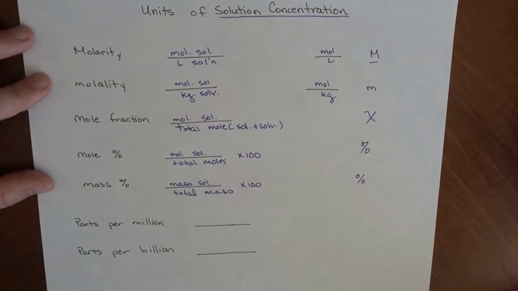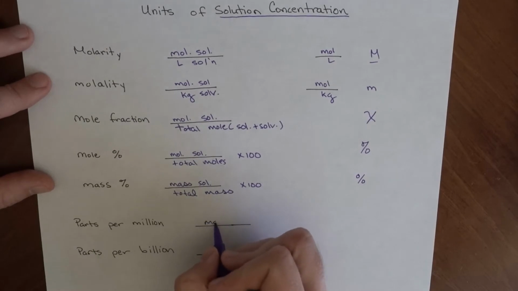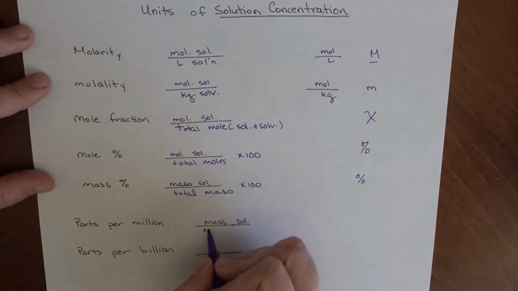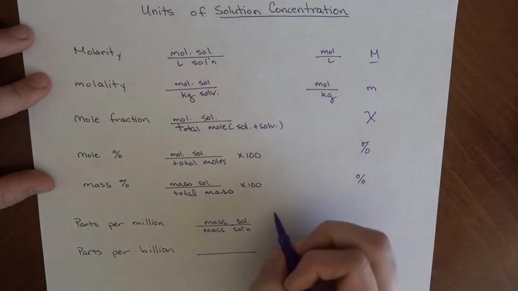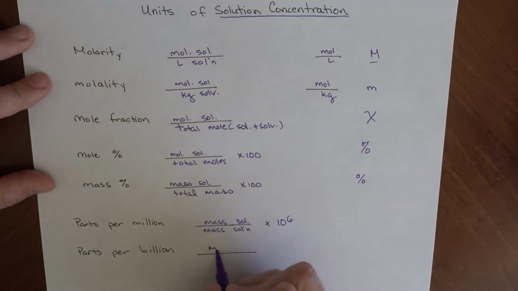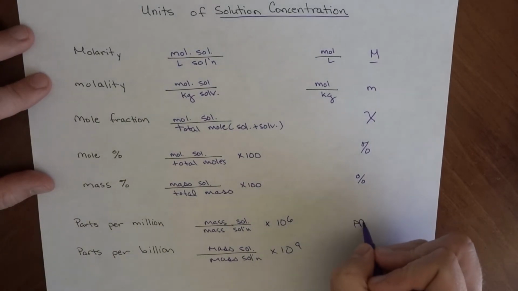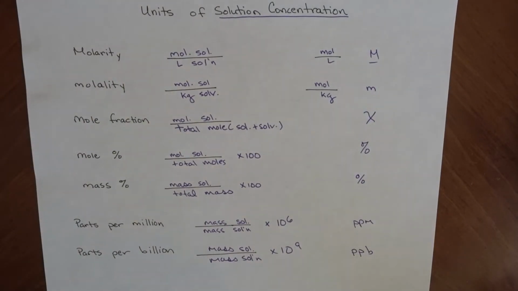Parts per million is one that we're kind of interested in. Typically, this would be the mass of the solute over the mass of the solution, so the total mass, and then there'd be some multiplication factor. So for parts per million, it would be 10 to the 6th. Same sort of thing for parts per billion, except here it would be 10 to the 9th. And this is represented as ppm and ppb.